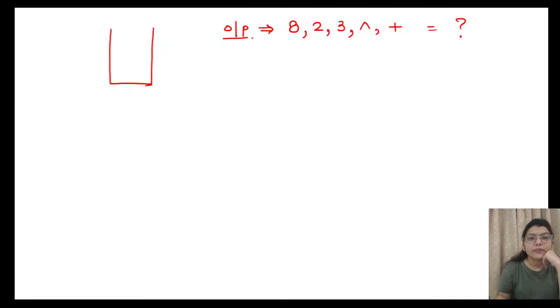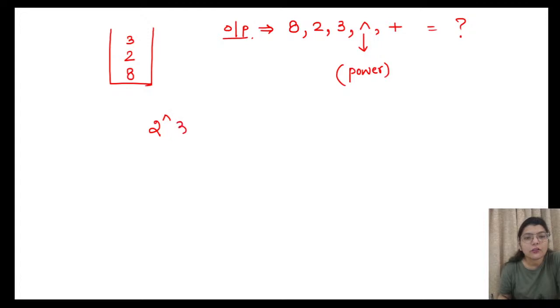So now see, this is your 8. We'll first push 8, then 2, then 3. Now this is basically your power operator. Now you tell me, will this be 2 raised to power 3 or 3 raised to power 2? What do you think it will be? 2 raised to power 3 or 3 raised to power 2? This is your operand 2, sorry, this is your operand 2, and this is your operand 1, right?